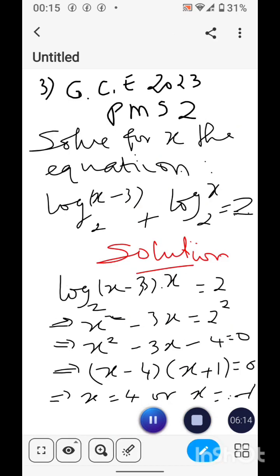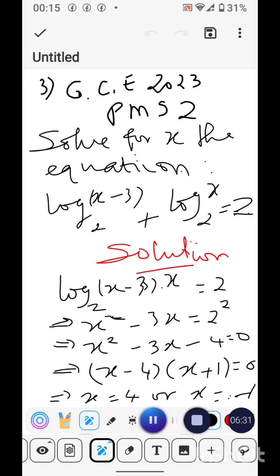Okay, let's look at the third GCE question. The GCE 2023 question, which came in pure maths, advanced level maths with statistics, paper 2. The question goes thus: solve for x the equation log x minus 3 base 2 plus log x base 2 is equal to 2.